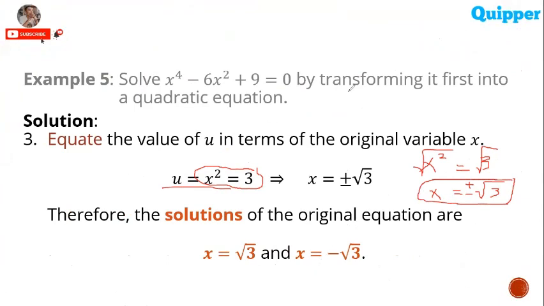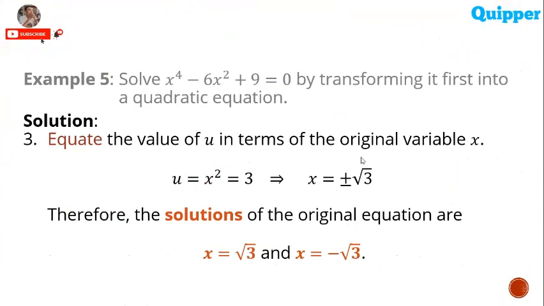That is how we transform higher order polynomial equations into quadratic equations. We first transform and then solve for the values of x. And we always remember the original variable, which is x in this example, by substituting it with a variable, for instance, u, as used in this example.